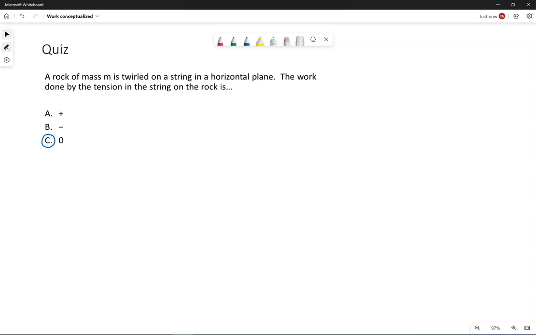So this mass, this rock, it's just telling us that it's moving in a circle, and the circle itself is horizontal. So it could be like the conical pendulum from the last section. It could technically be a mass on a table. The string is tied to the rock, but it doesn't matter if there's friction or not in terms of the question, because it's just asking us about the work done by tension.